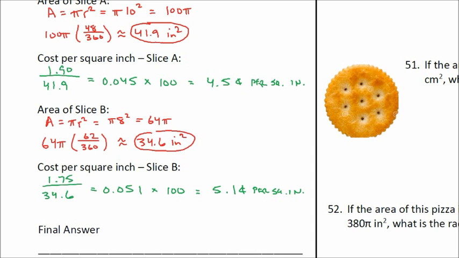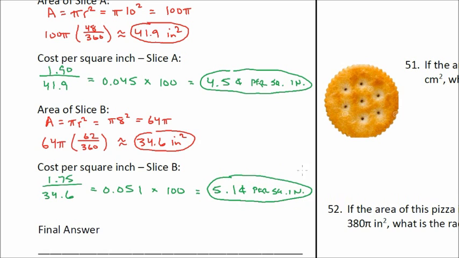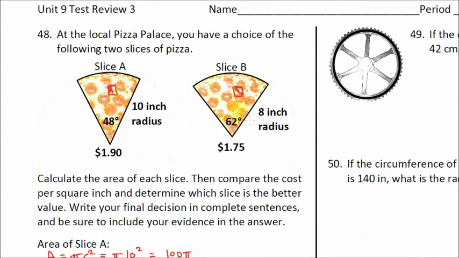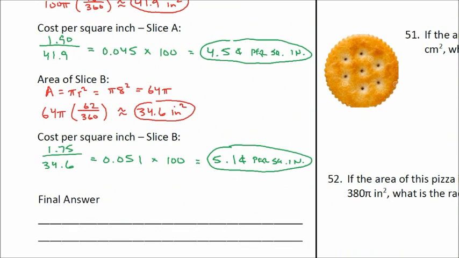Let's circle these answers so we see these. It's 4.5 cents per square inch, and this one costs us 5.1 cents per square inch. So for the same area, slice B is costing us more money. 5.1 cents for the same area that costs us only 4.5 cents for slice A. So in this case, you could say slice A is going to be the better value.